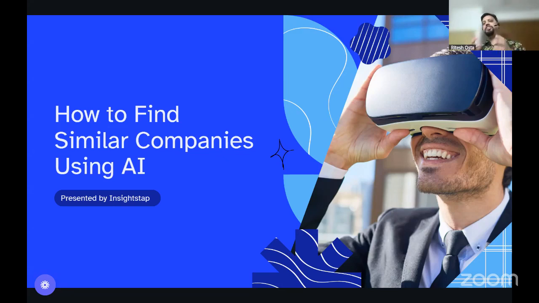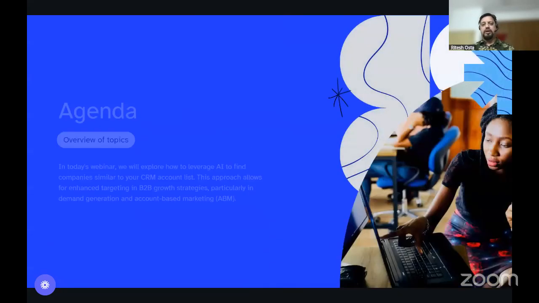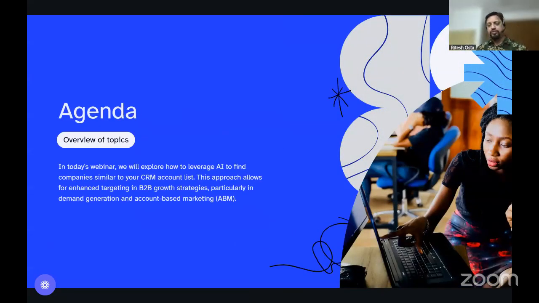I'm going to quickly jump into the subject matter, which is how to find companies similar to your existing client list using AI, right? There's a lot that needs to be unpacked. So just bear with me, and we are going to cover a lot of steps and topics within this presentation. If you have any questions, write them down in the comment section and we'll try to answer as much as possible.